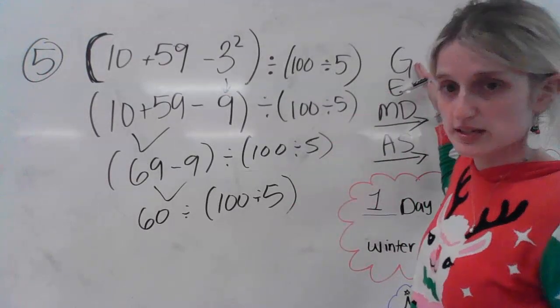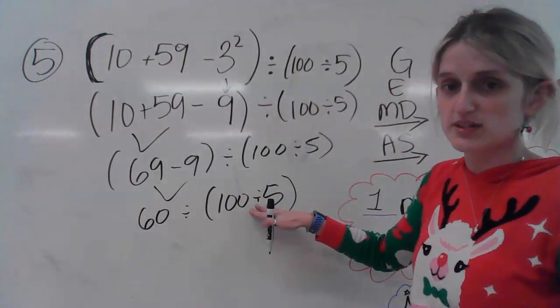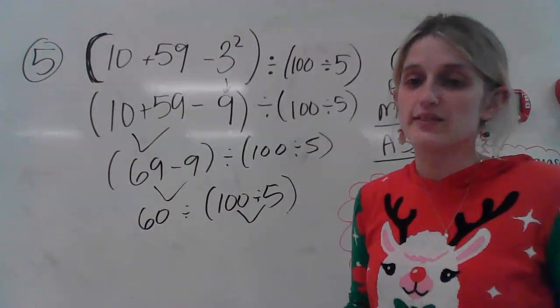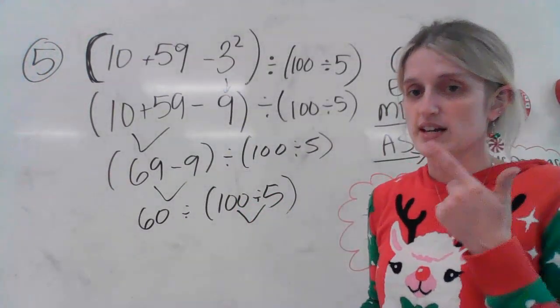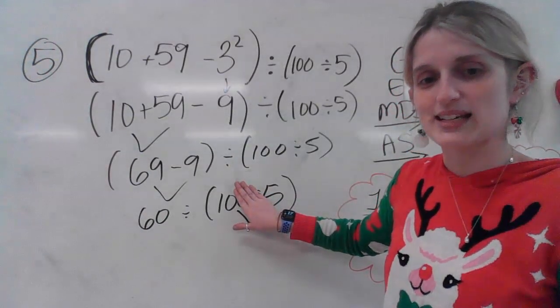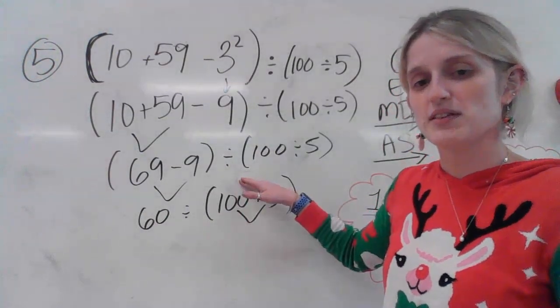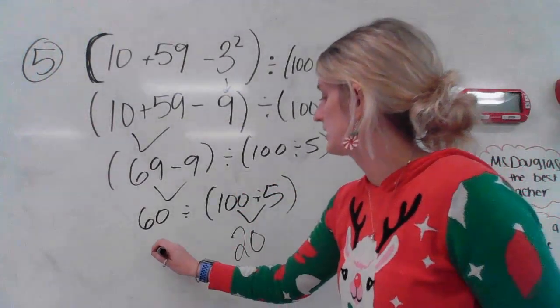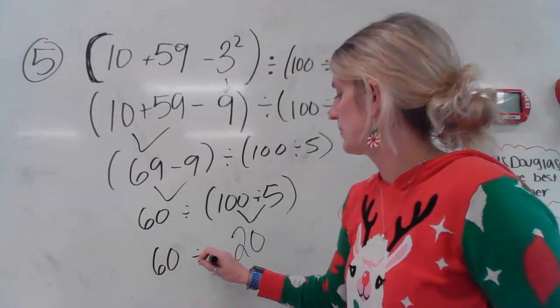Okay. Grouping symbols. No grouping symbols inside it, no exponents. There's only one thing. We're going to take care of that. How many 5s make 100? 5, 10, 15. You can count like that. I personally say, well, there are 2 5s that make 10. And this is just 10 times greater than that. 20. 60 divided by 20.